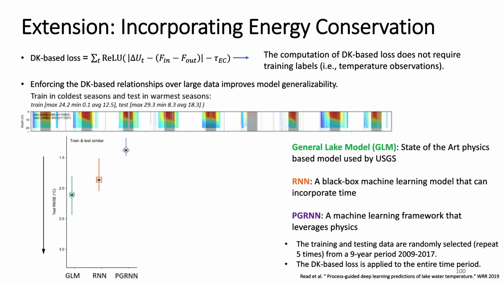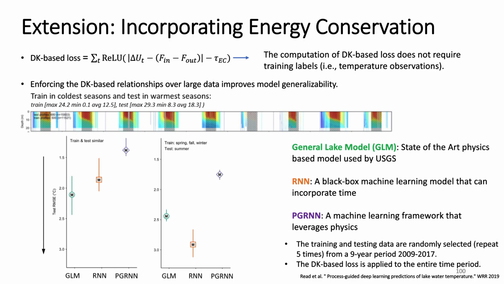They compared three different methods, where GLM is a physics method, RNN is a machine learning model, and PGRN is their combined model. Comparing these methods using RMSE, definitely PGRN gets a much lower RMSE. Please note that the RMSE gets larger in this direction. So PGRN reached the best result under the same training and testing setting, which basically means they train on the coldest season and test on the coldest season.